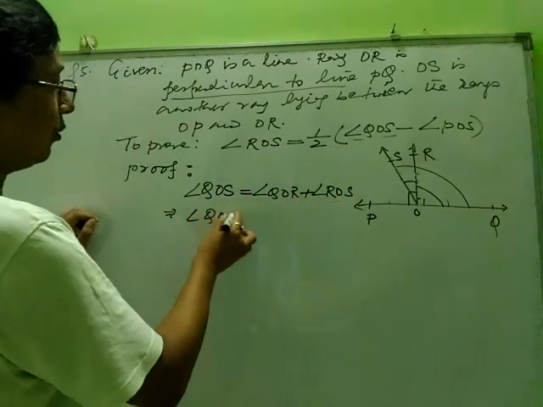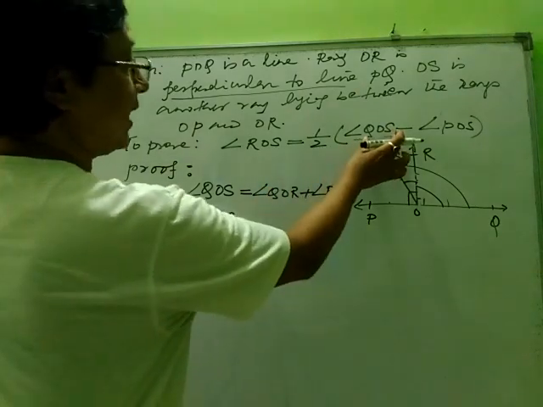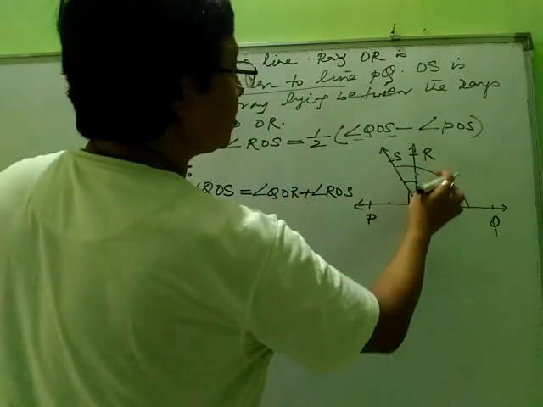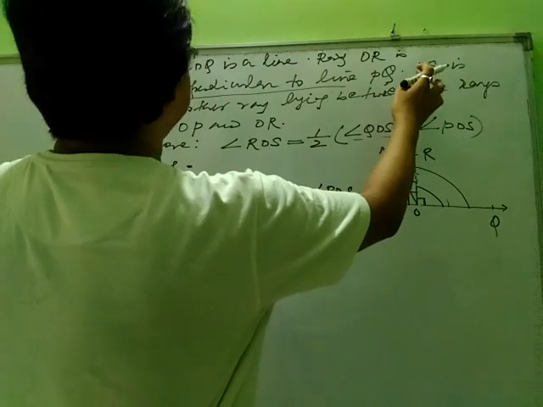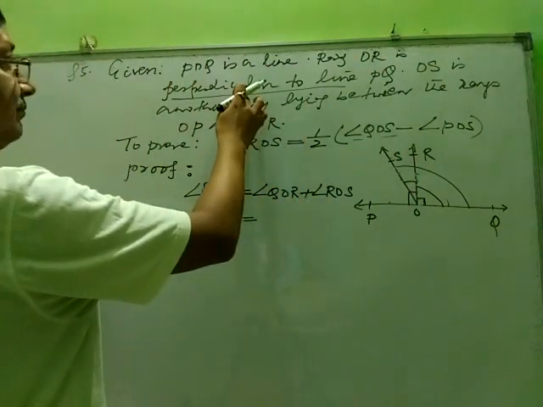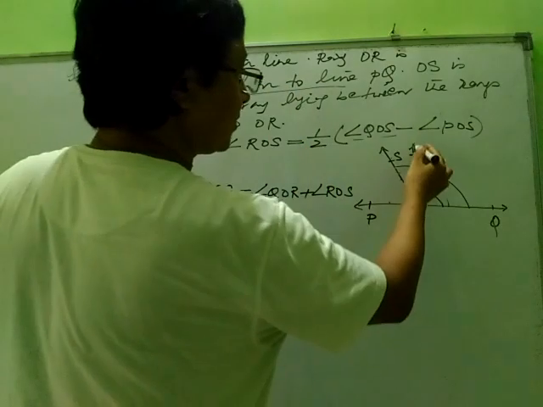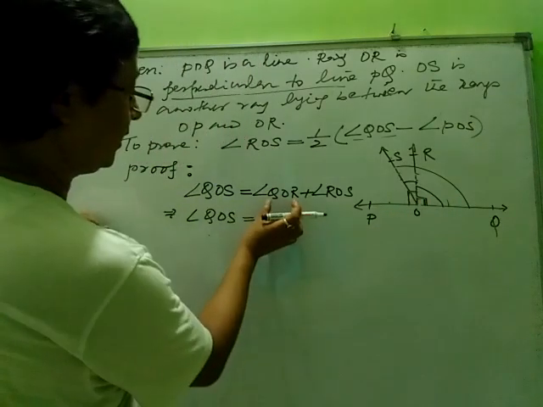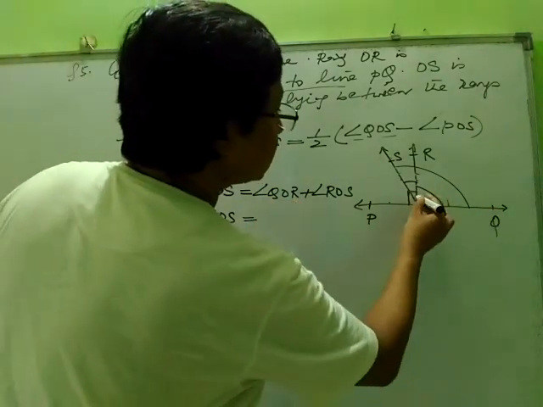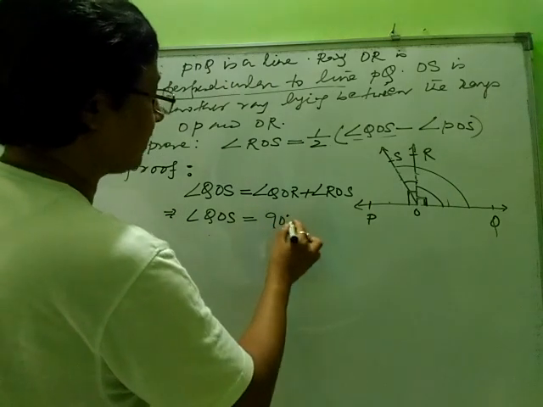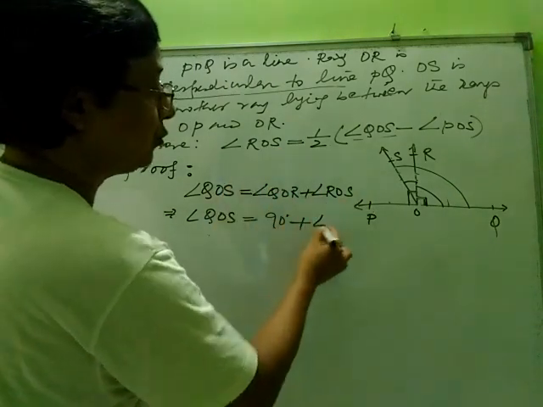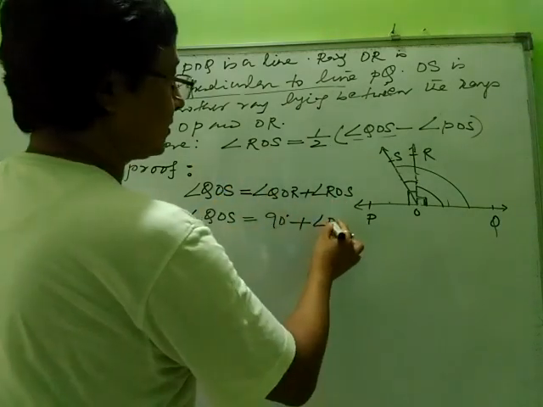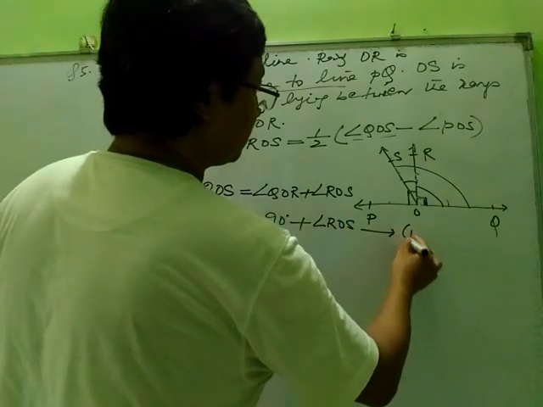Now angle QOS, because you need QOS, so it is QOR plus ROS. QOR, how much will it be? 90 degrees, because it is given that ray OR is perpendicular to line PQ. So here both the angles are 90 degrees. So QOR is 90 degrees. So 90 plus ROS, you need ROS in the proof part, so you just keep it ROS. This is equation number 1.